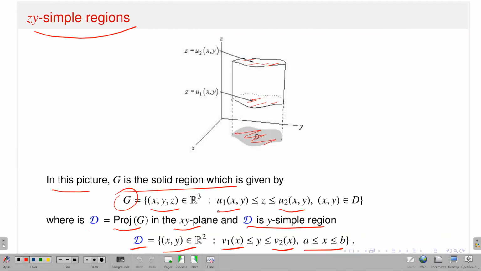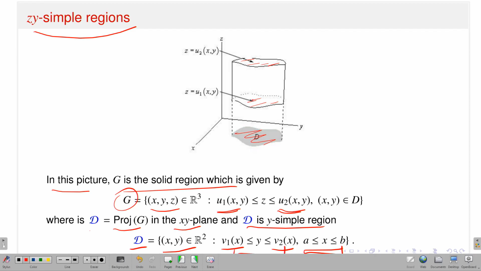So if I have a zy simple region, that means z varies from u1(x,y) to u2(x,y), and if I take the projection onto the xy plane, that means z is equal to 0. That means the corresponding domain I am getting is actually vertically simple. That means x should run over a to b and y should run over some v1(x) to v2(x).